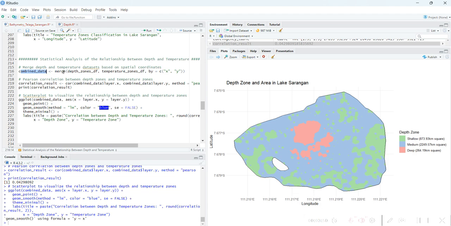Here, depth zone df is my depth data set, which contains information about the depth zones, and the temperature data set contains the data about the temperature itself. By merging them on the coordinates x and y, we ensure that we are comparing depth and temperature for the exact same spatial points.